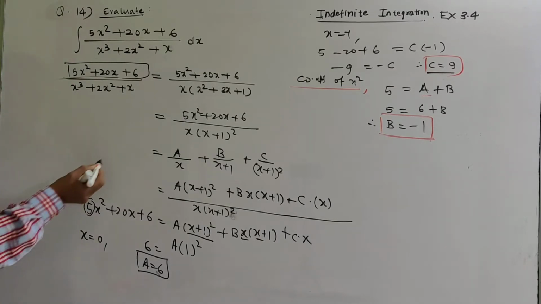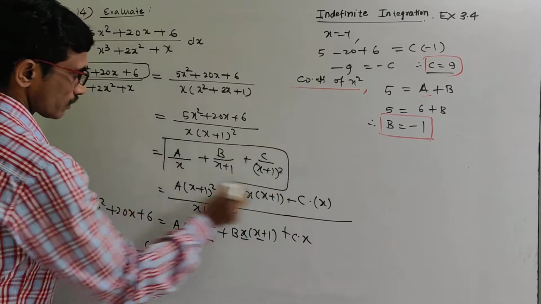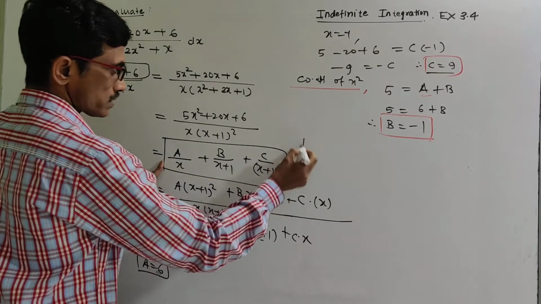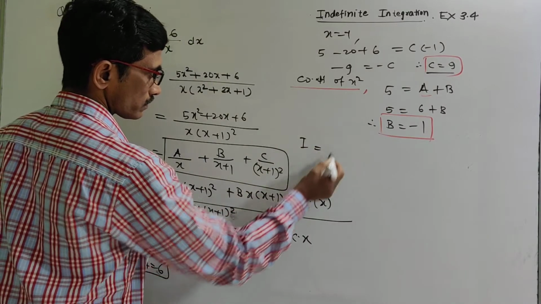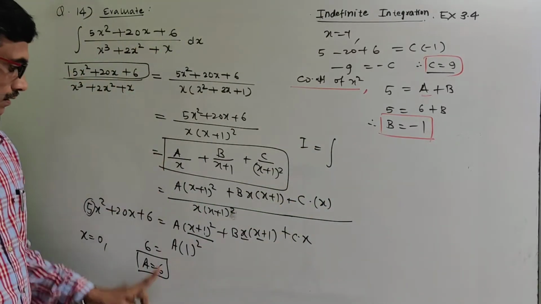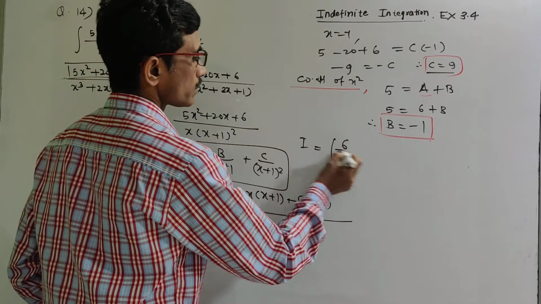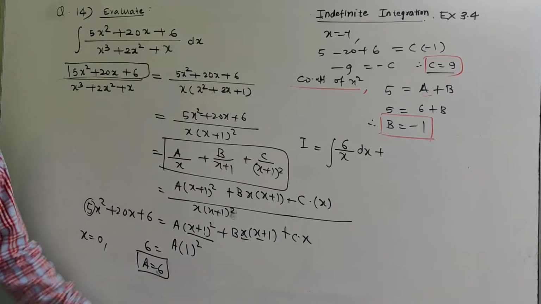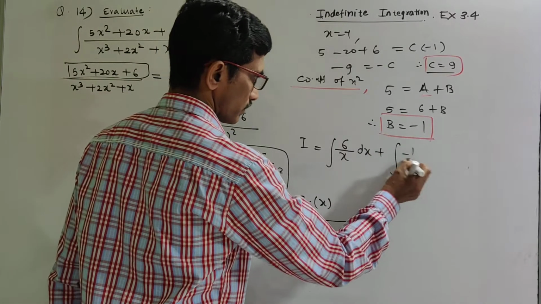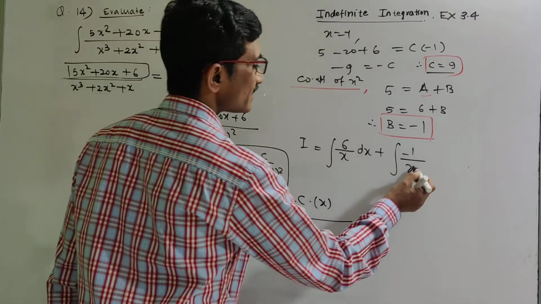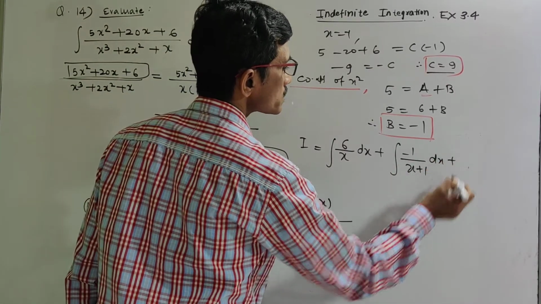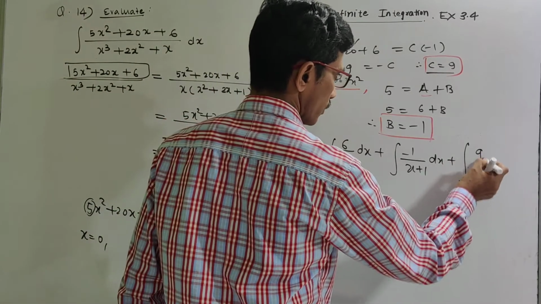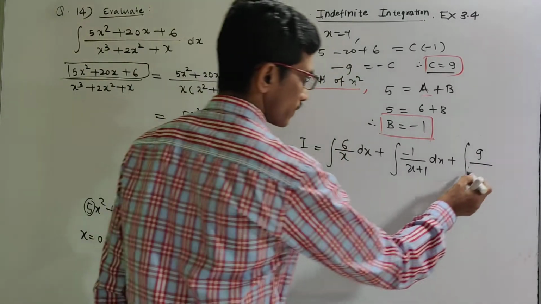So here from this expression, now integration of the left hand side is nothing but integration of this. Therefore I is equal to integration of A. What is our A? A is 6. 6 upon x dx plus B. B is minus 1. Minus 1 upon (x + 1) dx plus C. C is 9. 9 upon (x + 1) whole square dx.